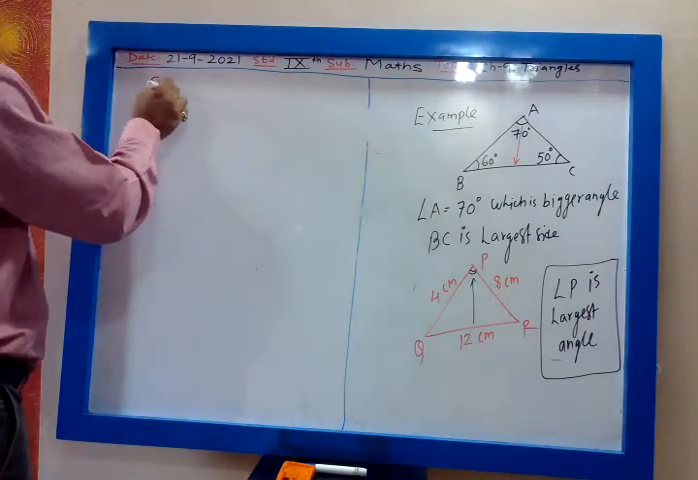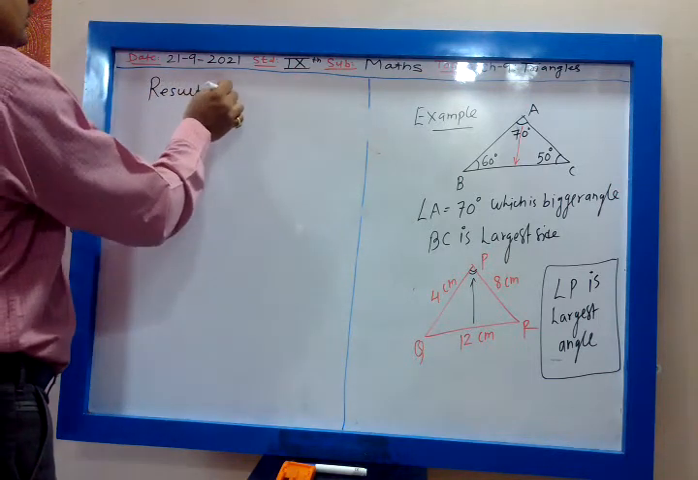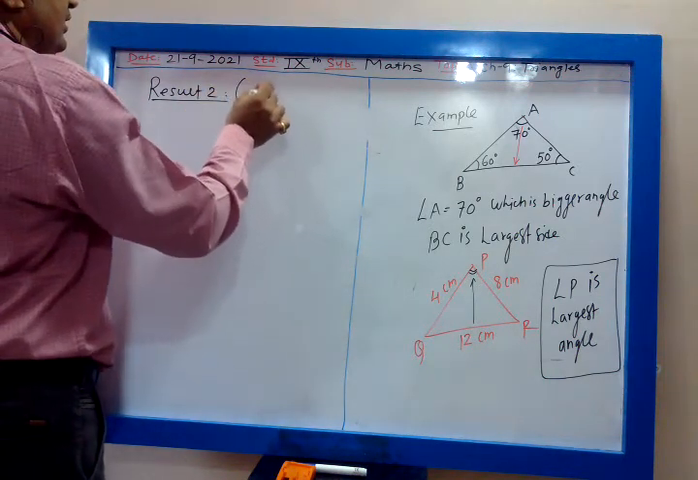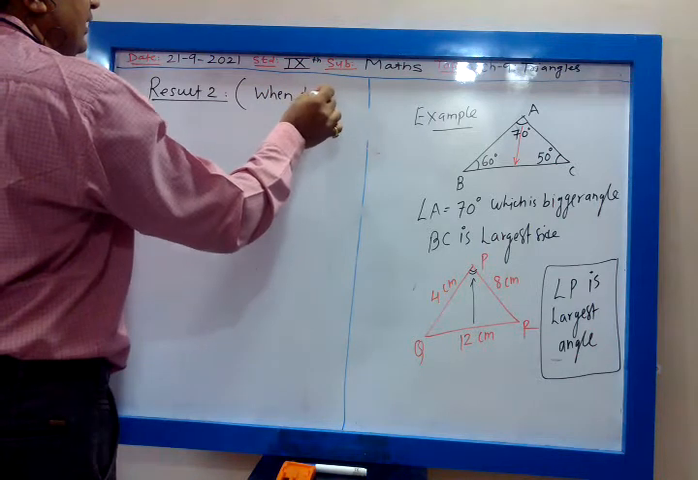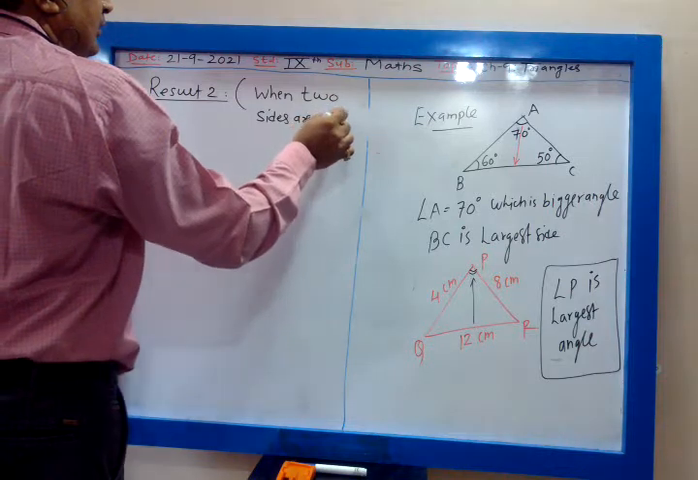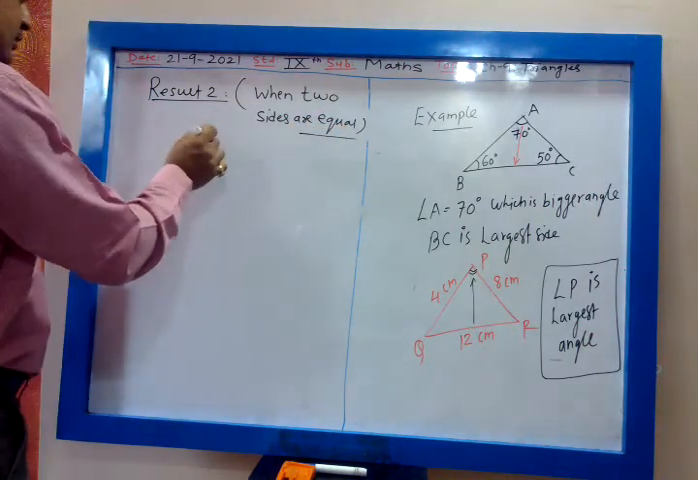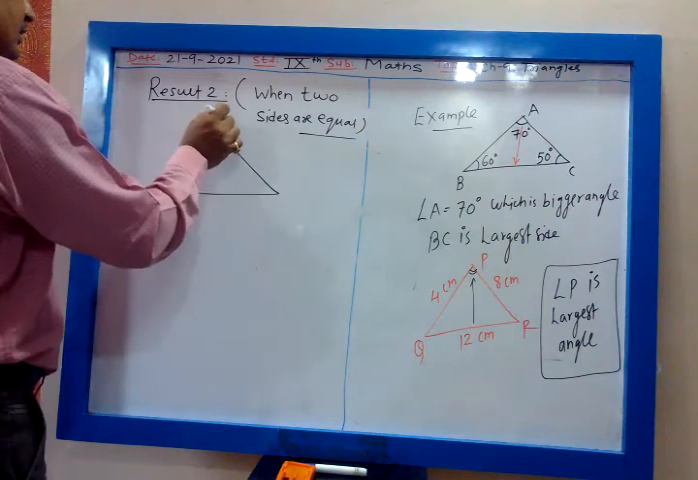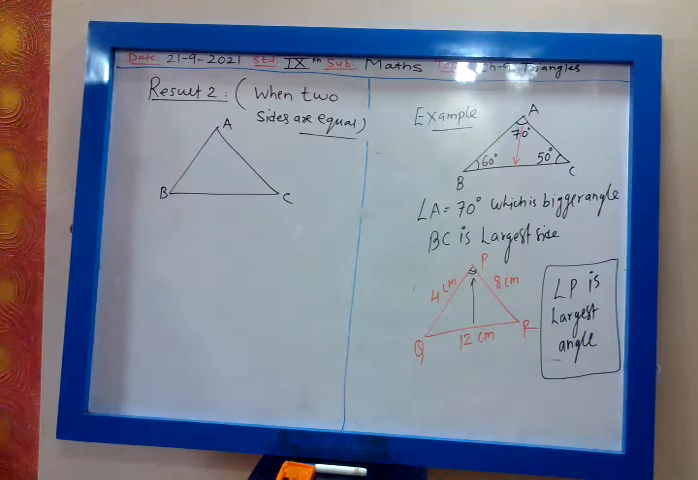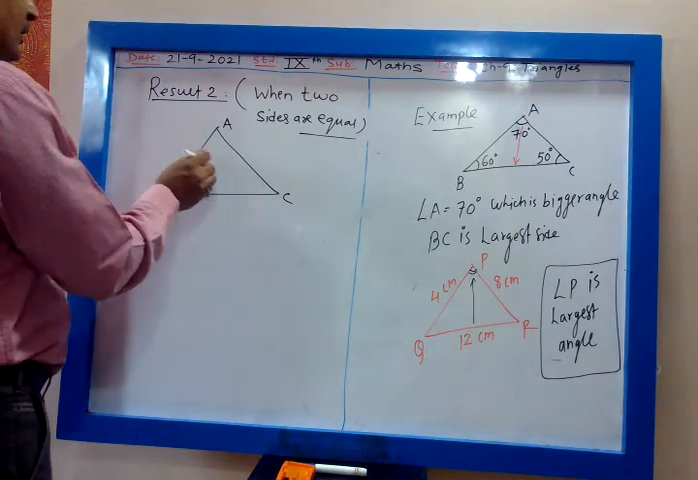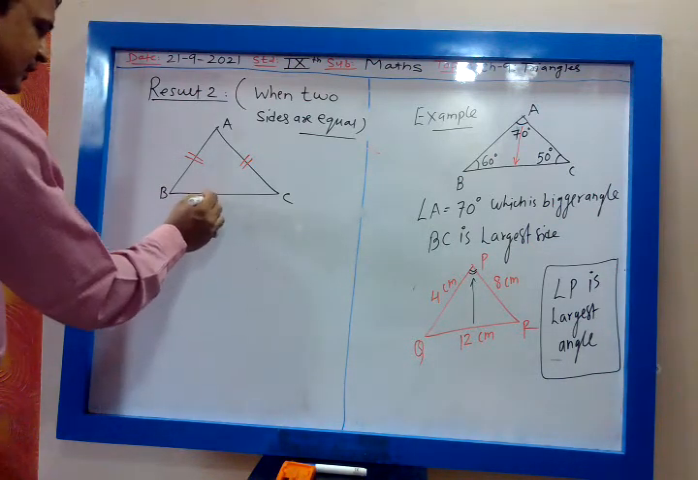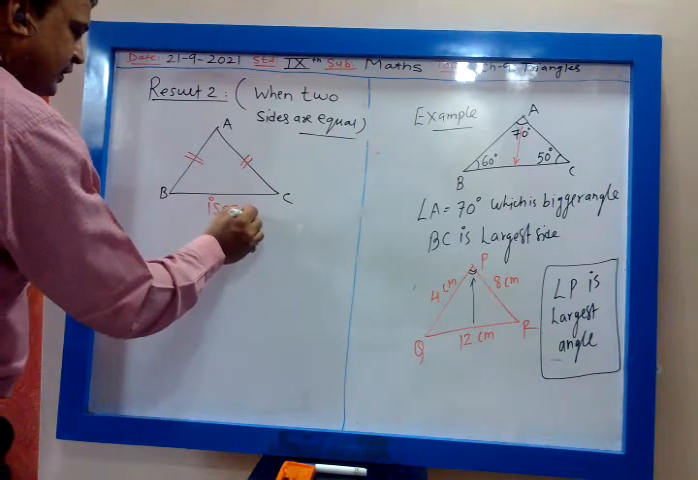Result 2. When two sides of a triangle are equal. So let us take the triangle ABC. Yes, isosceles triangle. Whenever two sides are equal, it means it is an isosceles triangle.